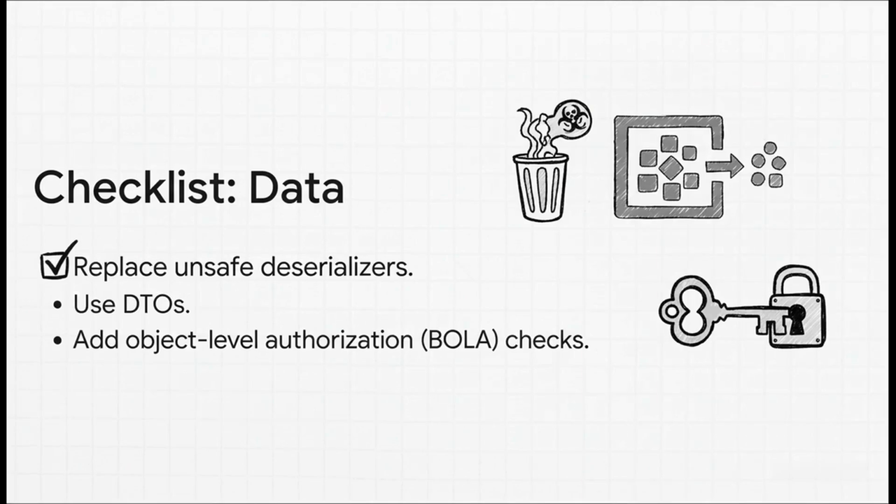And last but not least, data handling. Your homework for today, do a global search in your solution for BinaryFormatter. If you find it, your mission is to eradicate it. Second, go through your API controllers and make sure you're using DTOs for any incoming data to prevent mass assignment. And third, for every single endpoint that looks something like get by ID, add that BOLA check to make sure the user owns the thing they're asking for.